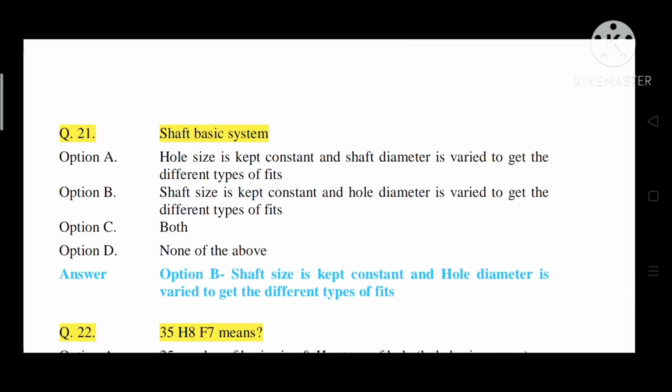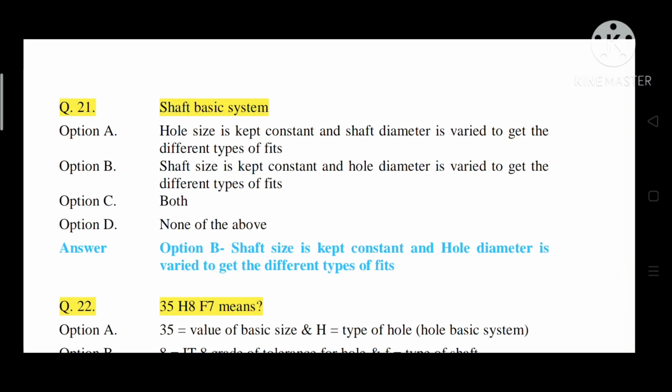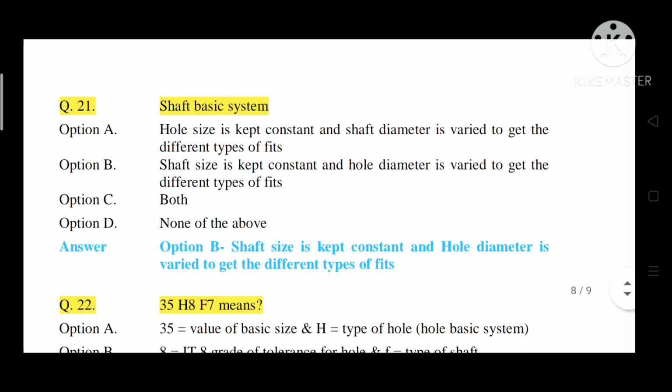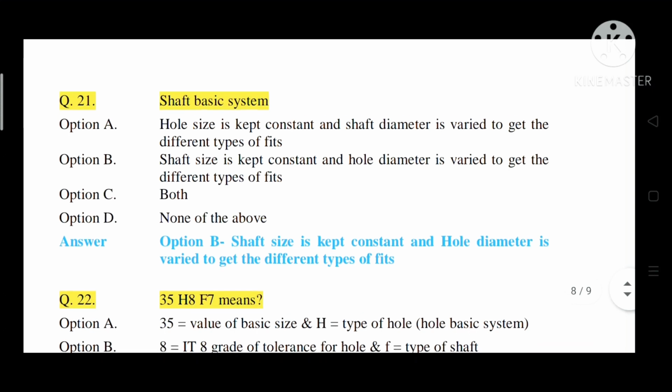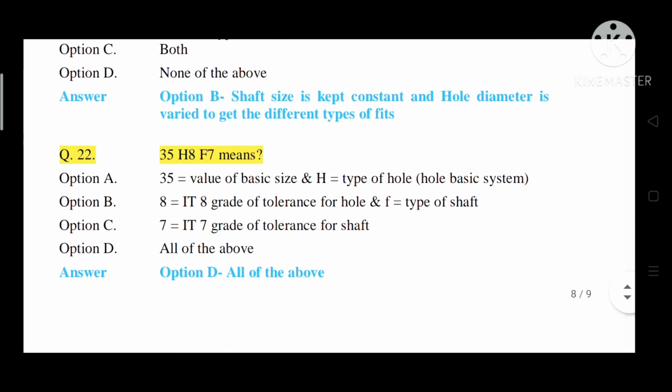Question number 21, what is shaft basis system? Option A, hole size is kept constant and shaft diameter is varied, that means it is for hole basis system. Option B, shaft size is kept constant and the hole diameter is varied to get the different types of fit. Option C, both. Option D, none of the above. So correct answer is option B, that is shaft size is kept constant and hole diameter is varied to get different types of fits.